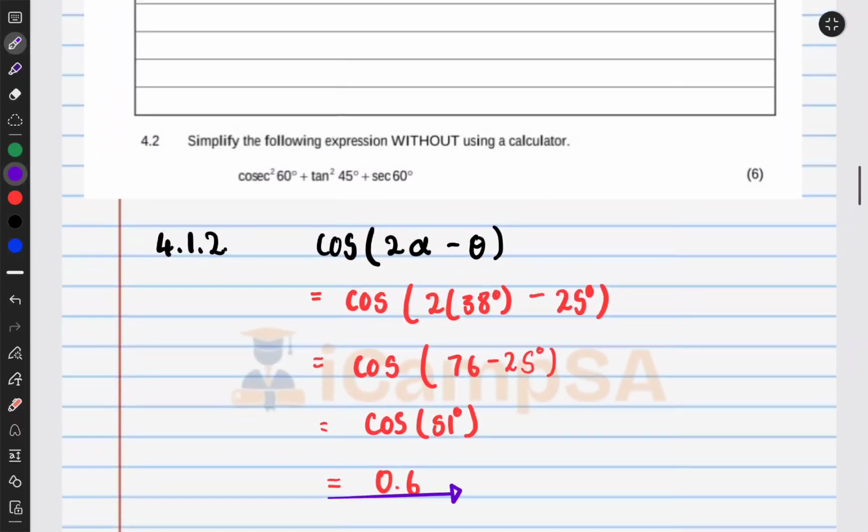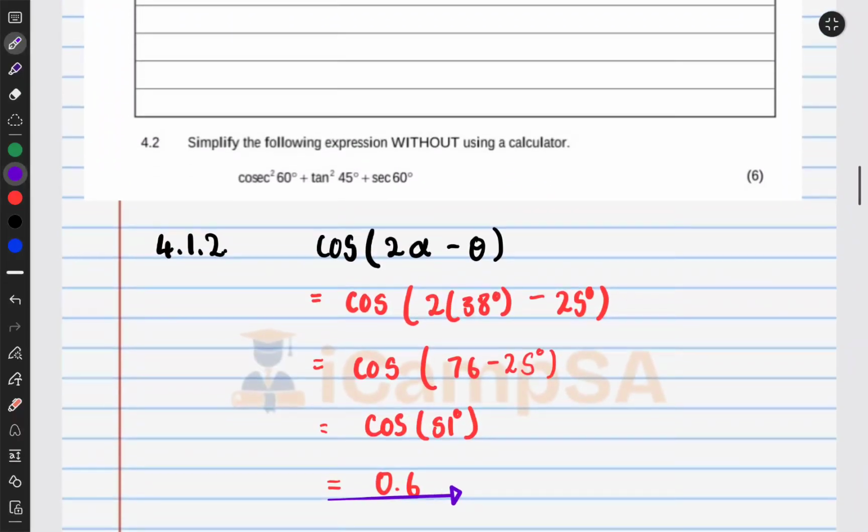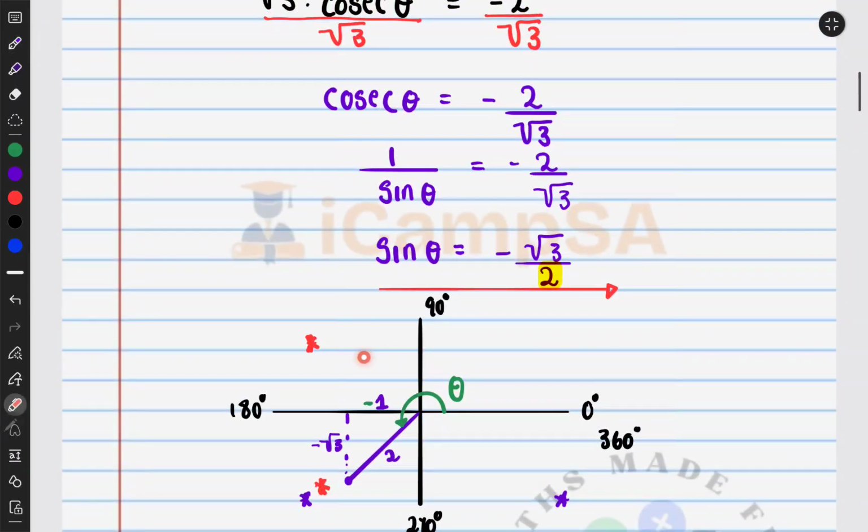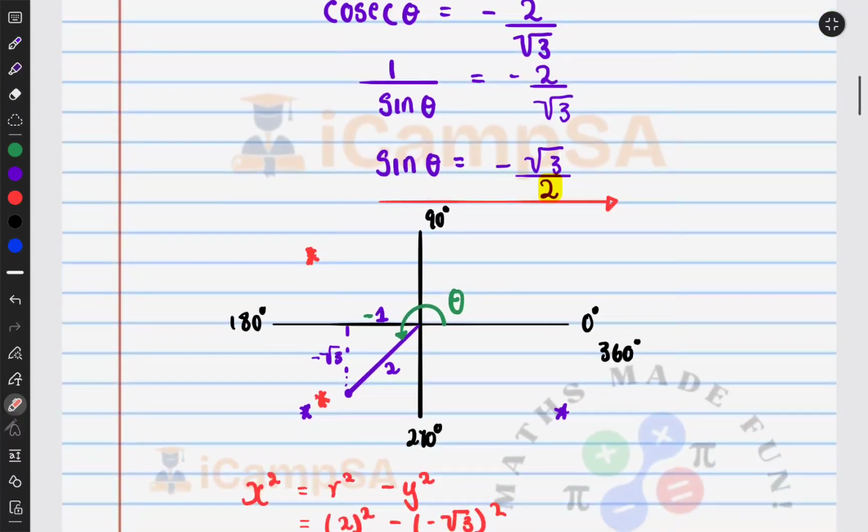So always try to make sense of what you are dealing with, and of the answer you are getting. If you are dealing with an angle above 90 degrees and you are looking at the trigonometric ratio, say here you had cos 98. Cos 98 falls into the second quadrant. For cos 98 to be positive wouldn't make sense, because only sine is positive in the second quadrant.